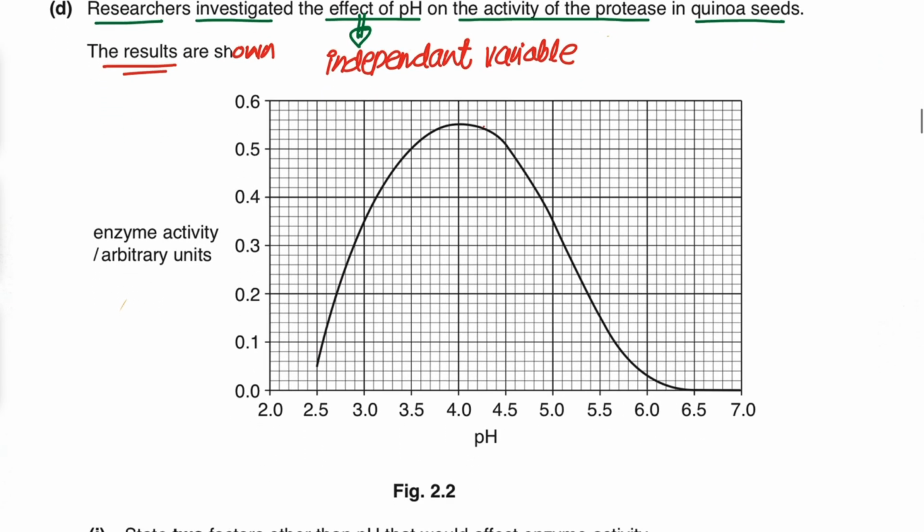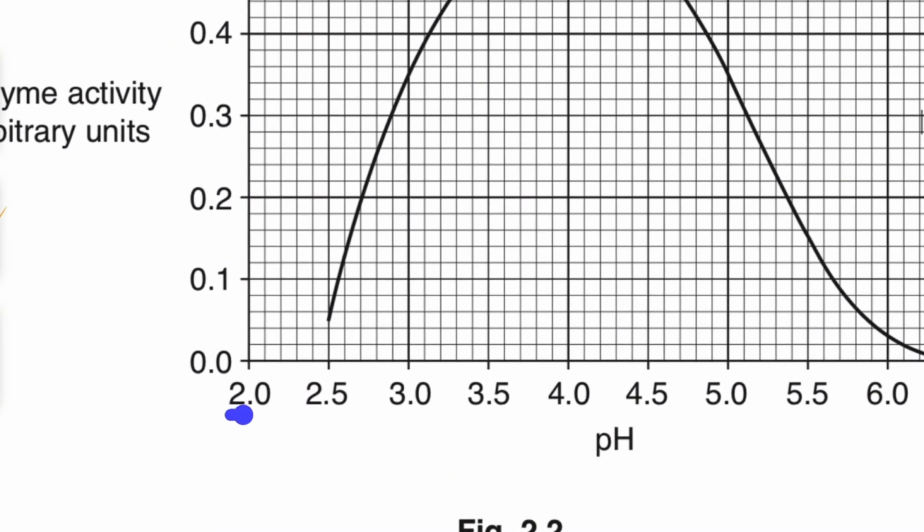On the x-axis we have the pH, which is the independent variable. The enzyme activity in arbitrary units is shown on the y-axis. This is what we are measuring, so it acts as the dependent variable. Between 2 and 2.5, each small box represents a 0.1 increase in pH, so it is 2.1, 2.2, and so on. On the y-axis, between 0 and 0.1, we again have small boxes, and each small box represents a value of 0.2.